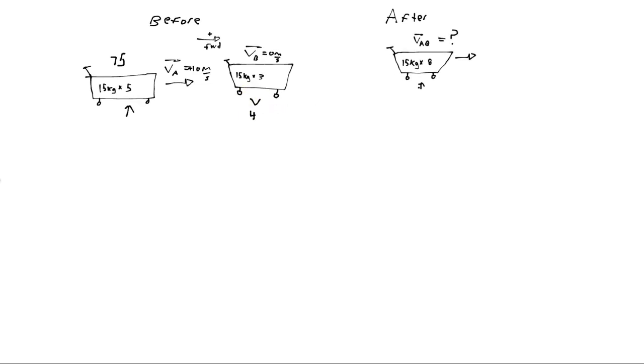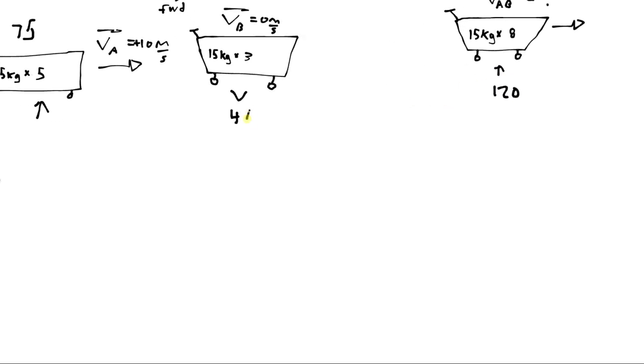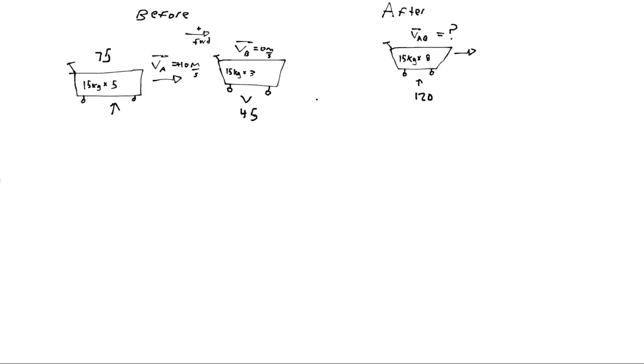Actually, no, yeah, sorry, 45. And then this one has a mass of 120. So 120. Oh, I didn't put in the 5. And 45. There we go. So that's the mass of all of them. And then initial velocity here is 10 meters a second, and it's in the positive direction, which is forward.